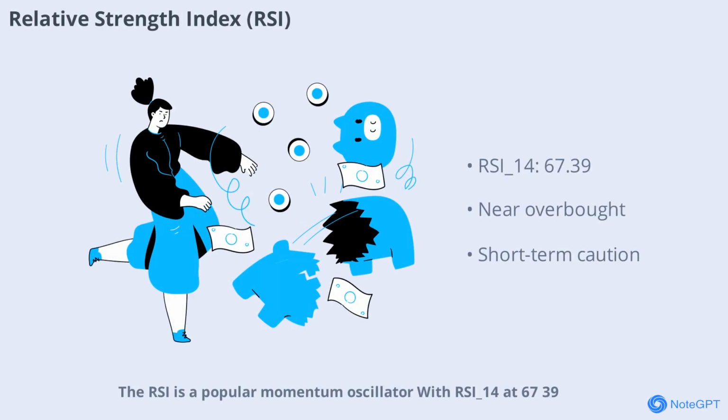RSI is a popular momentum oscillator. With RSI 14 at 67.39, UGRO is approaching the overbought threshold of 70. This suggests that while the stock has strong momentum, it could be due for a pullback or consolidation. Longer-term RSIs like RSI 21 and RSI 28 are slightly lower, indicating that the overbought condition is more pronounced in the short term. Let's see how other oscillators compare.